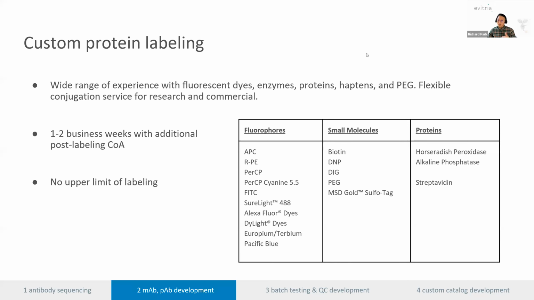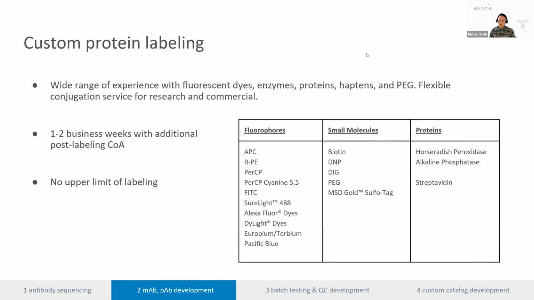Further development, a lot of our clients need these antibodies, but they need further work on them as well. And a lot of that comes from custom protein labeling. So you've had the antibody developed, you've had it produced by us, and you also want to add it with some fluorophores or small molecules or additional proteins. Those are all things within our wheelhouse as well. So we have an additional 1 to 2 business weeks for the post-purification labeling with a new certificate of analysis provided with the labeling itself.